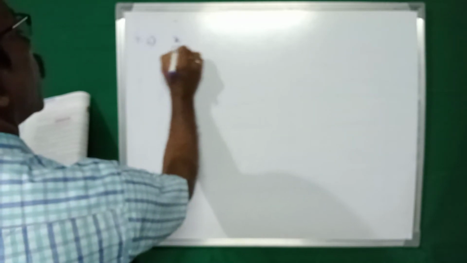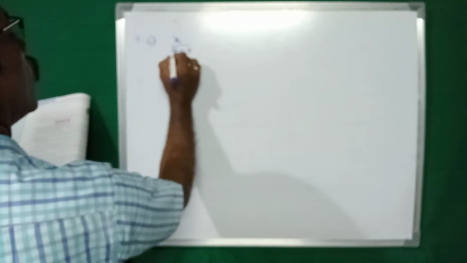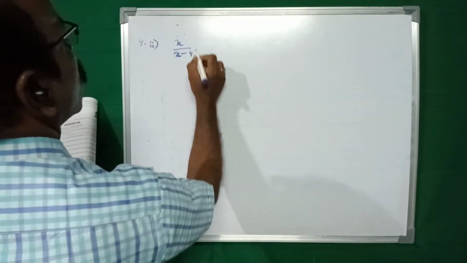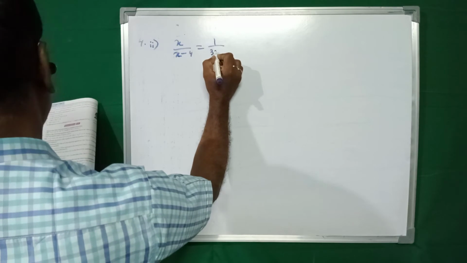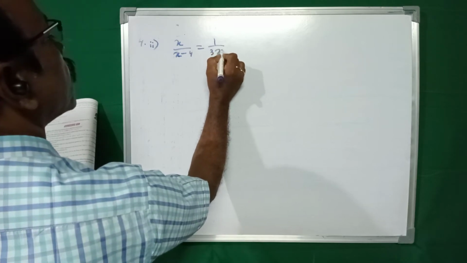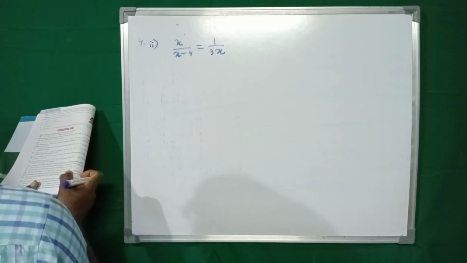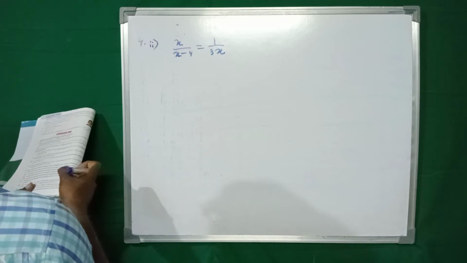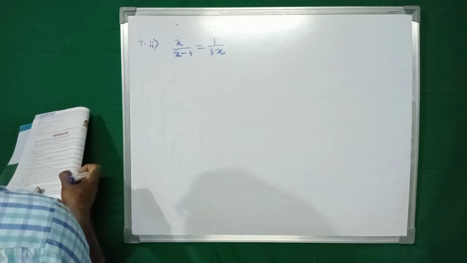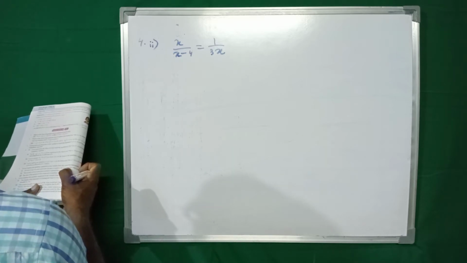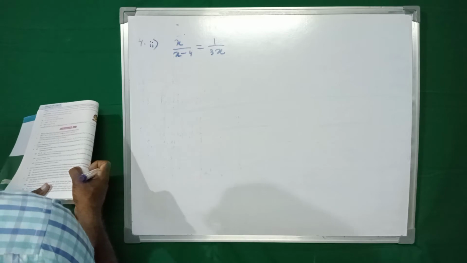If x by x minus 4 is equal to 1 by 3x, whenever x is not equal to 0 and x is not equal to 4, be expressed in the form of x square plus bx plus c is equal to 0. Let us determine the coefficient of x.